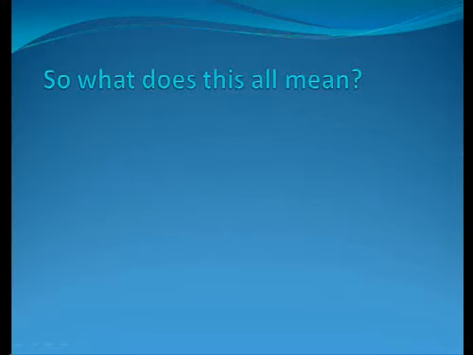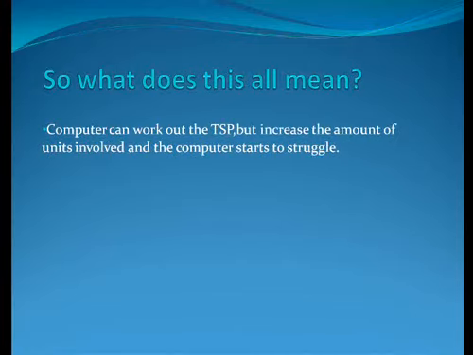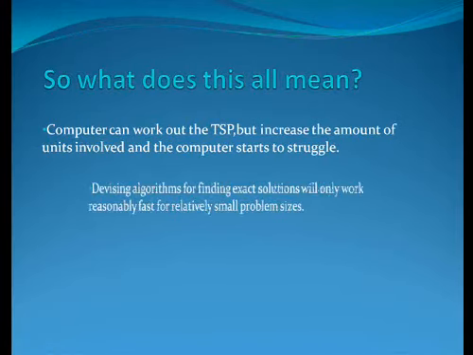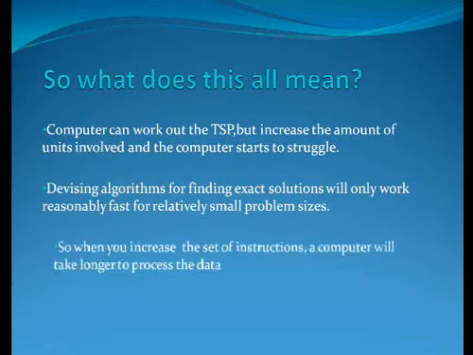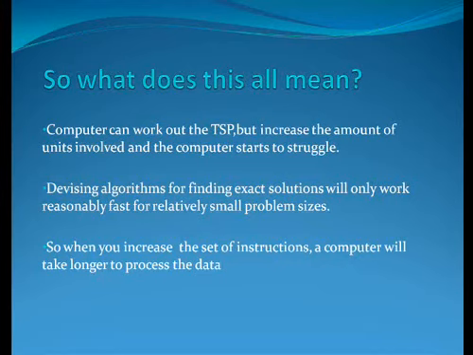So, what does this all mean? A computer can work out the TSP, but increase the number of units involved and the computer starts to struggle. Devising algorithms for finding exact solutions will only work reasonably fast for relatively small problem sizes. So, when you increase the set of instructions, a computer will take longer to process the data.